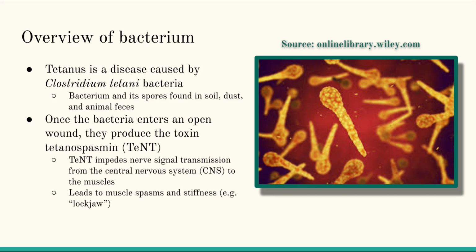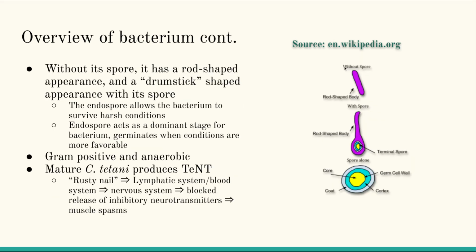And here we have a graphic of the tetani bacteria. And notice there's a little bulge right here. This bulge is its endospore, and we will talk about that in the next slide. So, the tetani bacteria create endospores or dormant offspring. Now, these dormant offspring allow the bacteria to persist in harsh conditions, and the endospores germinate when conditions are right.